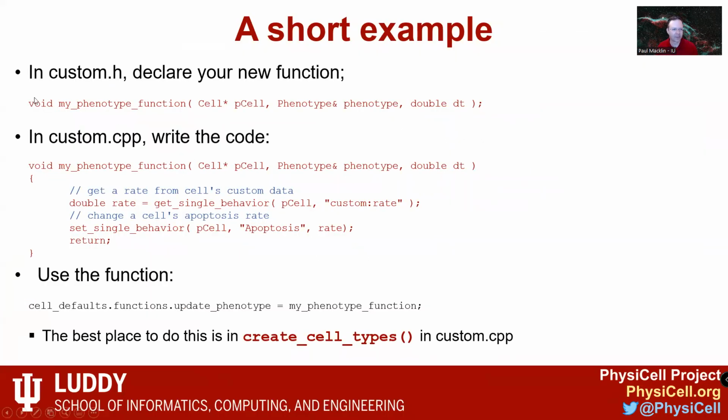And then, so I've declared a function, I've implemented it. Notice that I'm referencing the cell pointer here. And I'm going to go into the setup create cell types function, and I'm going to add, say my cell defaults would use this function, for example, cell_defaults.functions.update_phenotype equals this function I just declared.